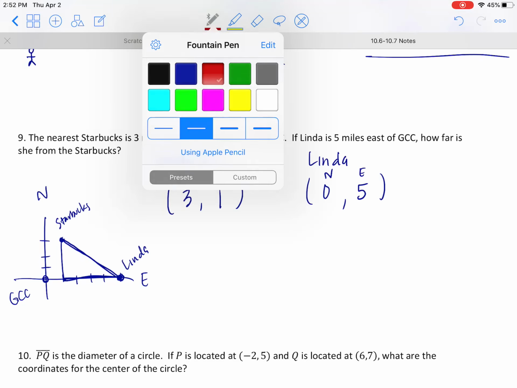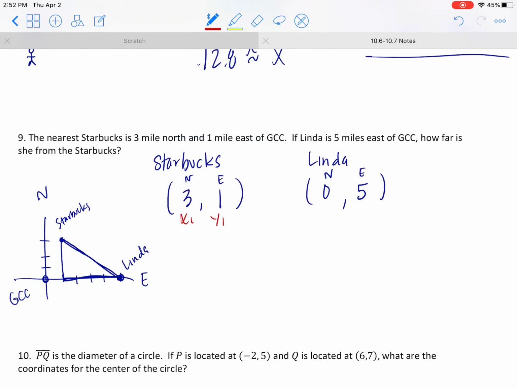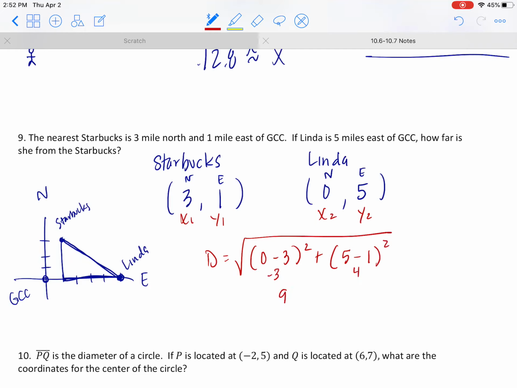So you can do this one of two ways, as I showed you before. You can use the distance formula to find the distance between the 2 points, or you can use the Pythagorean theorem. Either way is going to get you the right answer. So let's do this here. x1, y1, x2, y2. Distance is x2 minus x1, which is 0 minus 3, squared. y2 minus y1 is 5 minus 1, squared. So that's negative 3, but when you square it, you get 9. That's positive 4. When you square it, you get 16. And so we're looking at the square root of 25, which is 5.